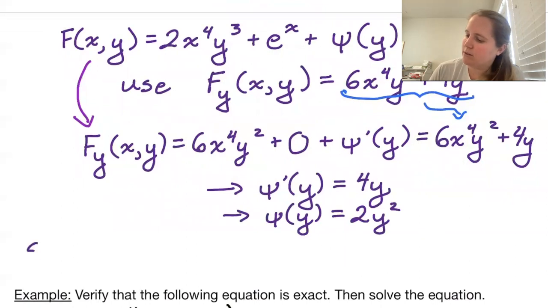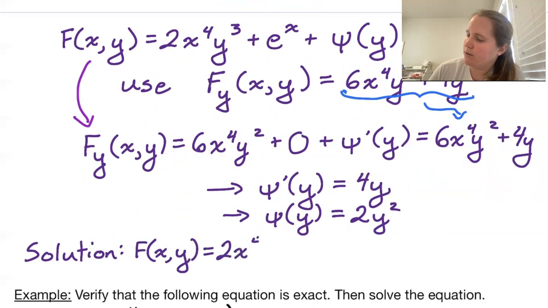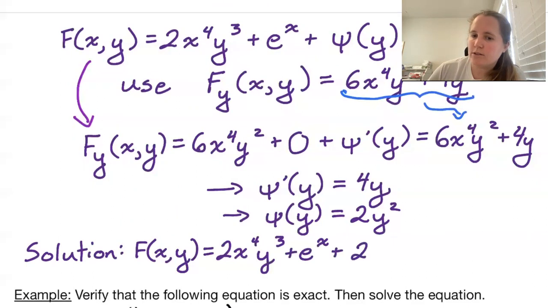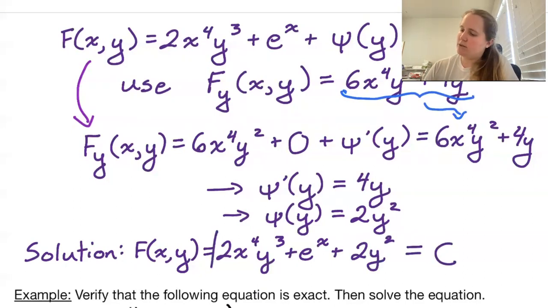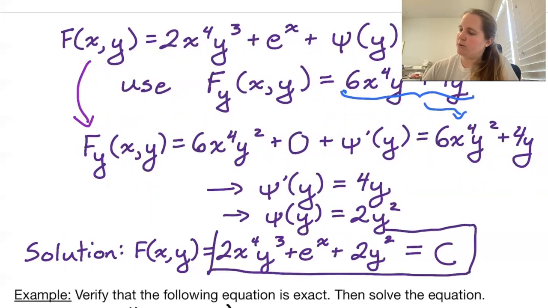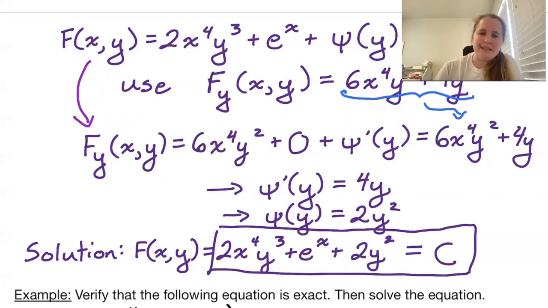So what our final solution winds up being, we have f of x y is 2x to the 4th y cubed plus e to the x plus 2y squared, and that gets set equal to a constant c. So our solutions take this general form: 2x to the 4th y cubed plus e to the x plus 2y squared equals c. So we have one more equation.